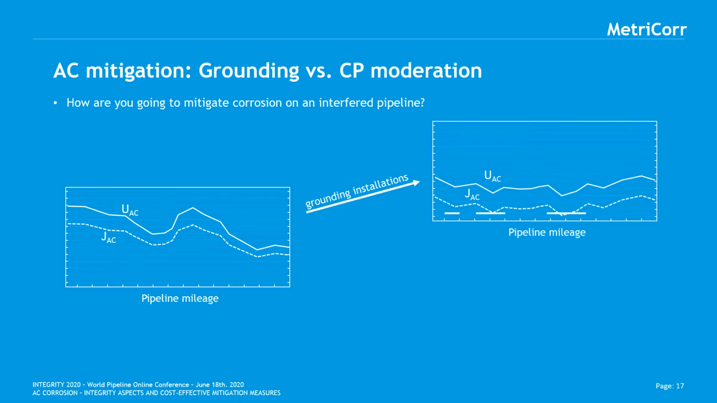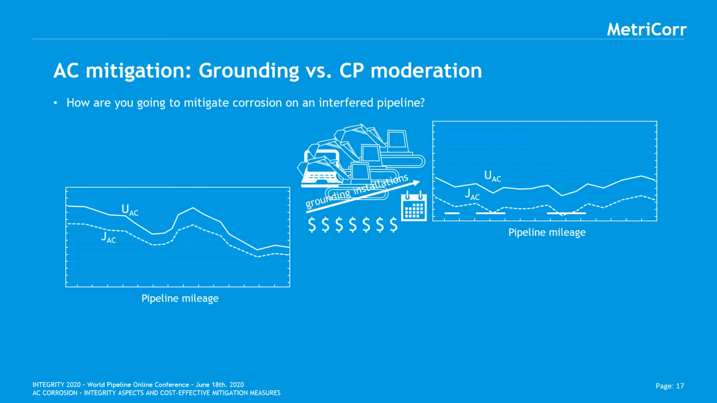Installation of grounding at the sites of the most AC interference will reduce the AC interference level and also the AC current density. This takes a lot of analysis and computation power. It takes a lot of time, and it takes a lot of digging to do that installation. At the end of the day, it's going to cost you a lot of money.